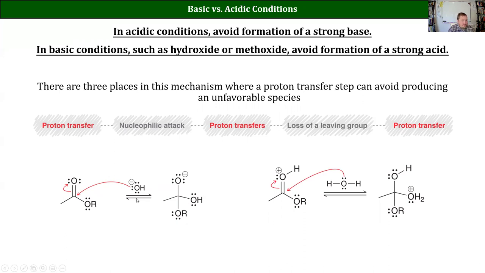So for instance, if you're in basic conditions, you can have hydroxide attack a carbonyl because hydroxide is a base and it's a strong nucleophile. And you wind up making this intermediate on the left. But if you're in acidic conditions, you have water as your nucleophile. And you can't make this intermediate with a negative charge on it if you're in acidic conditions. So in acidic conditions, you have to protonate first and then have your nucleophile attack. Right, so the difference is, under basic conditions, you can make a negatively charged intermediate. Under acidic conditions, you can make a positively charged intermediate.